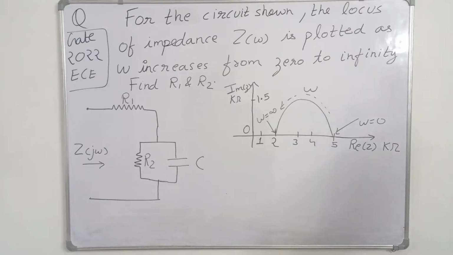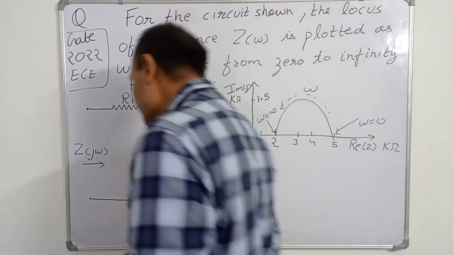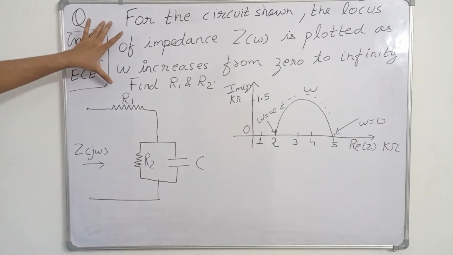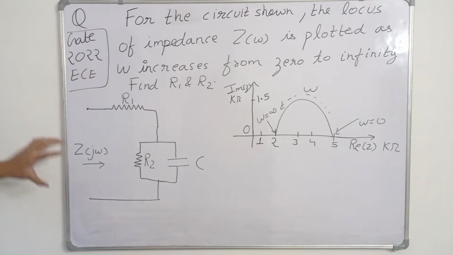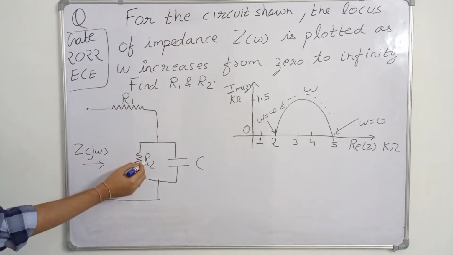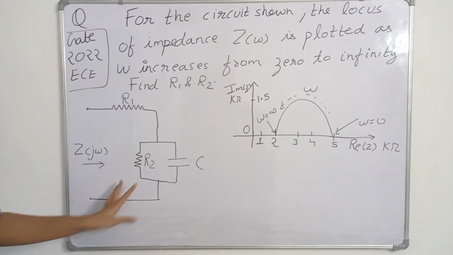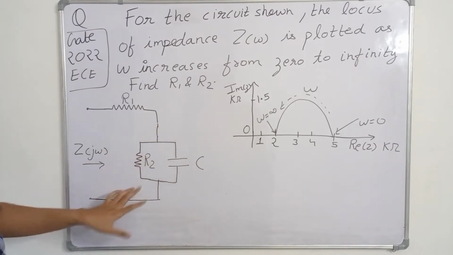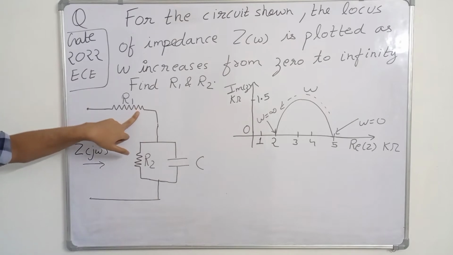Welcome. In this video, we are solving a question from GATE 2020 Electronics branch, and this question is from the Network Theory subject. So we are given this circuit. This is resistor R1, this is resistor R2, and this is capacitor C. R2 and C are in parallel with each other, and this combination is in series with resistance R1.